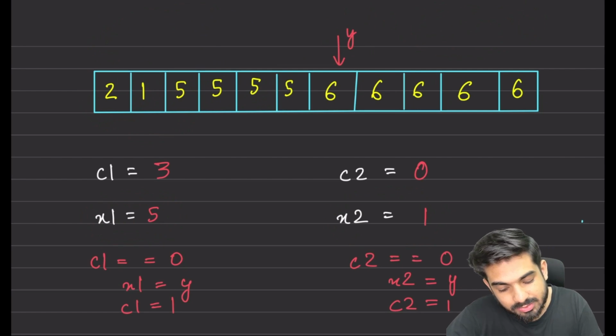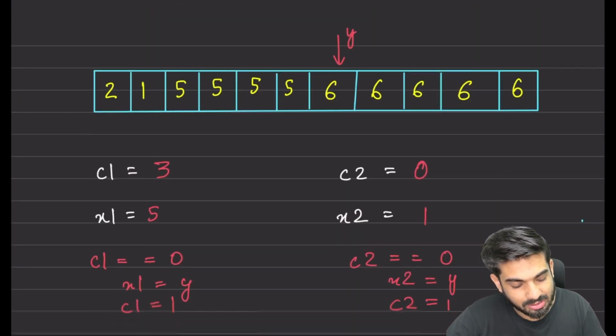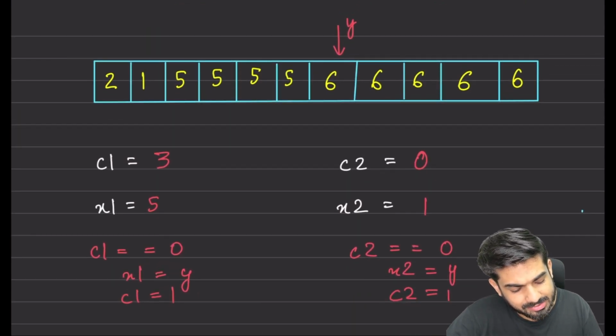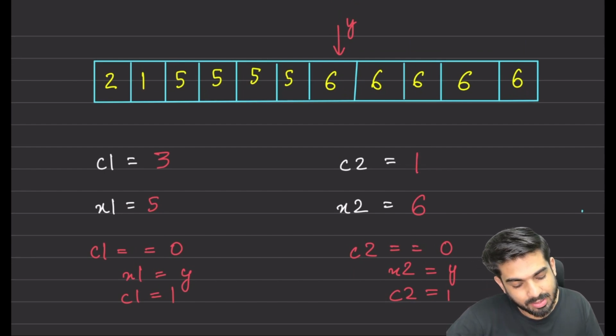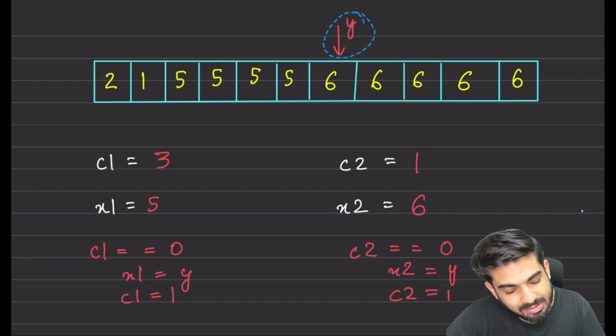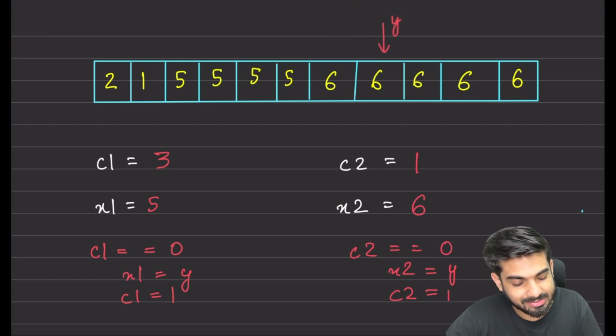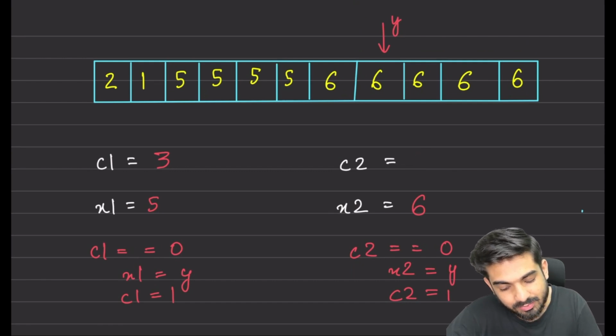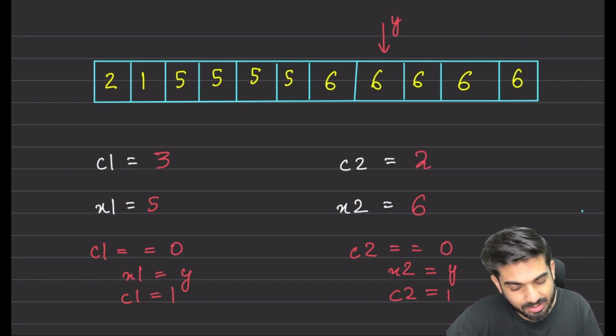0, right? So automatically what will happen, I'll update x2 as 6 and I'll update C2 as 1. Now again we go to the next element, that is again 6. So we see x2 and this element are again the same. We increase the frequency. You will see this frequency will be 2.